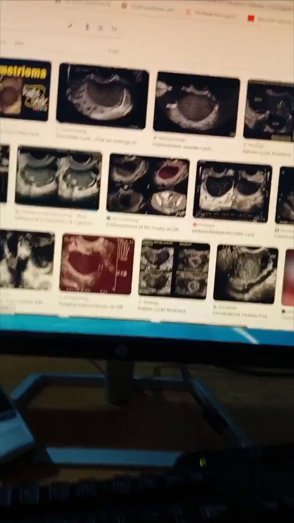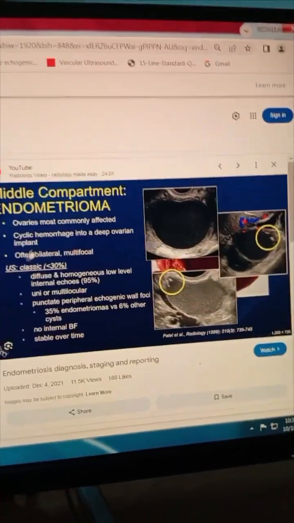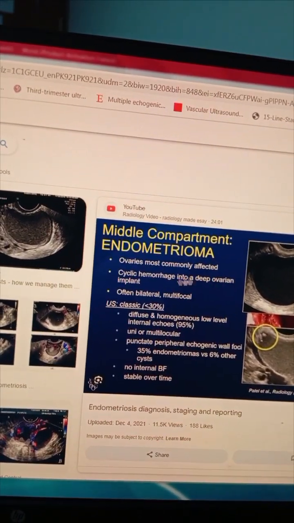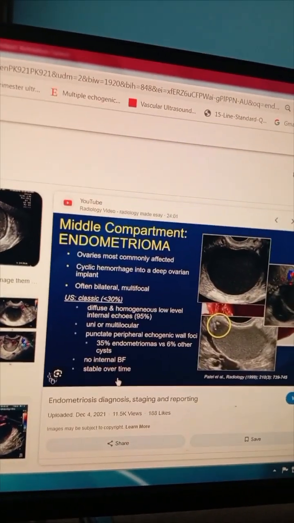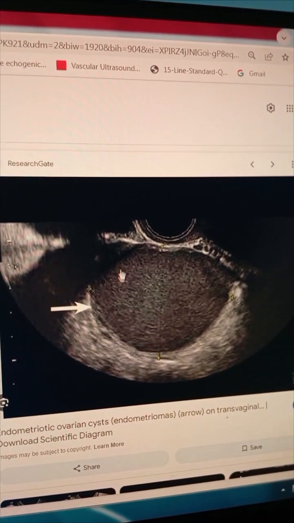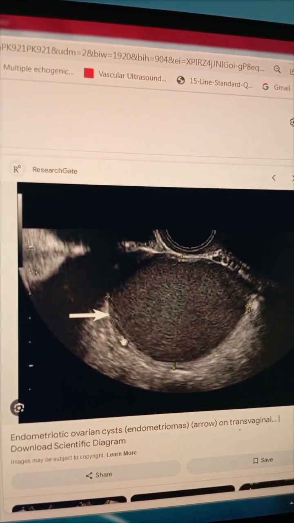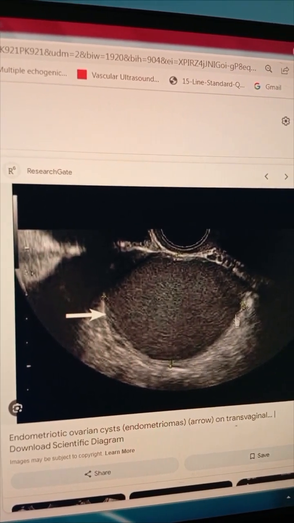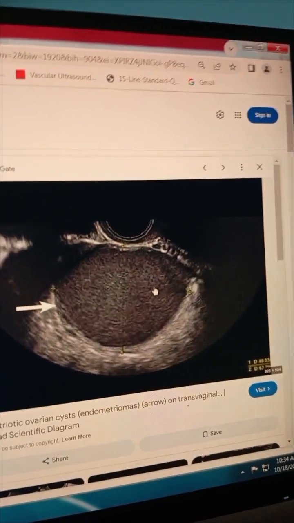Here are examples of endometriomas. Ovarian endometriomas are often bilateral or multilocular. Hemorrhagic means having menstrual blood within the cyst. Here is an ultrasonographic example of endometriomas, chocolate cysts. Can you see the appearance? They are regular, thin-walled, and dark in appearance. That's what they call a chocolate cyst.